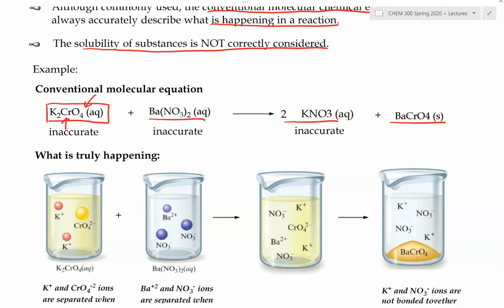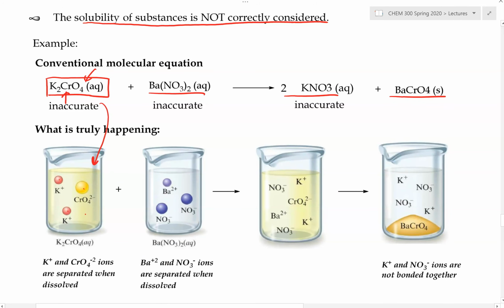But what is truly happening is when we make a solution out of potassium chromate, what we'll be getting will then be a beaker or a solution that consists of the potassium and the chromate ion by themselves. Because this substance right here is soluble in water. So when we make a solution out of it, then they are broken up into individual ions. But these ions right here are not together as a compound as being described here in the conventional equation. So that's something wrong about the conventional equation.